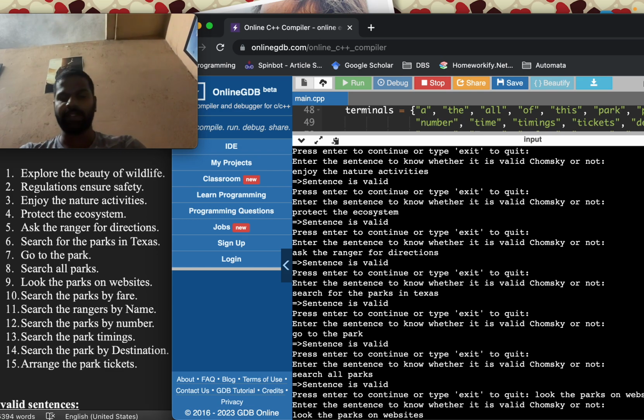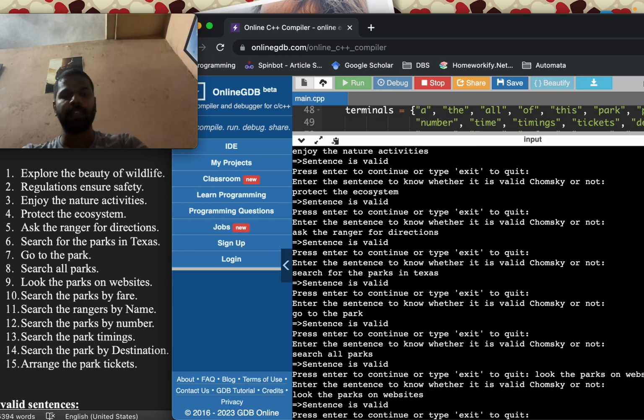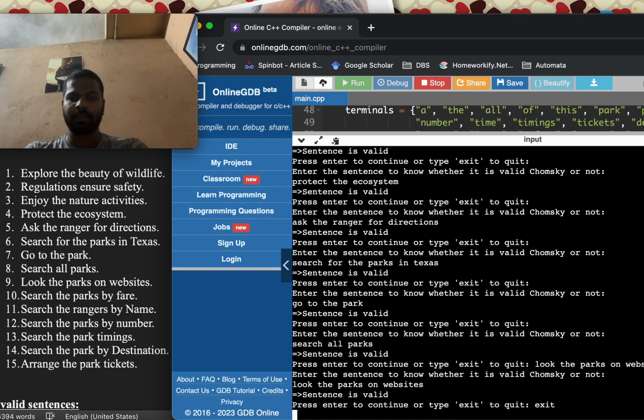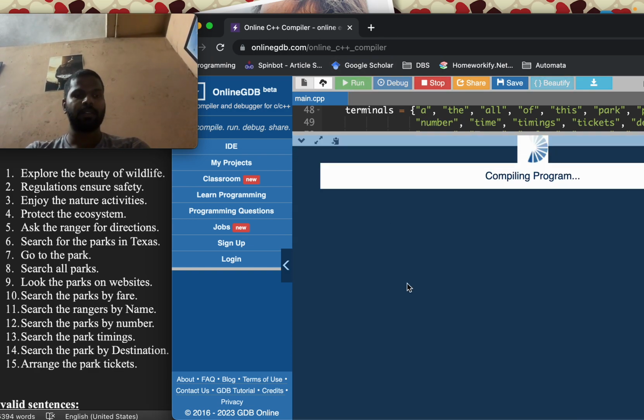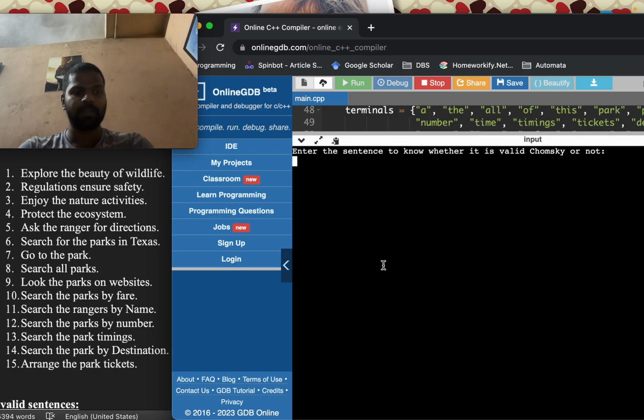For every sentence, I have given a command to go to another sentence or to exit from the code. So I'm a bit confused here. I'm sorry. The sentence is valid. So I'm quitting this program after the execution of sentence number 9. Exit. Let's run the code again and start from sentence 10.